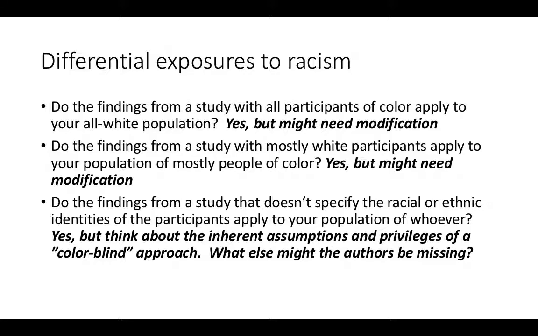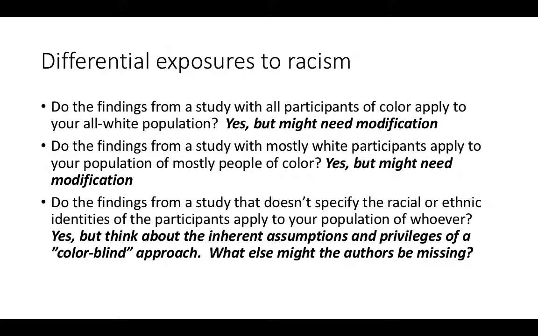And what about studies that don't specify racial or ethnic identities of the participants? Do they apply to your population? So I would say yes, again, because we are not biologically different. But we really need to think about the inherent assumptions and privileges involved in taking a colorblind approach. So when we say we don't see color, unless we are actually legitimately colorblind, and I think even then we are, most colorblind people I know can still identify racial categories.